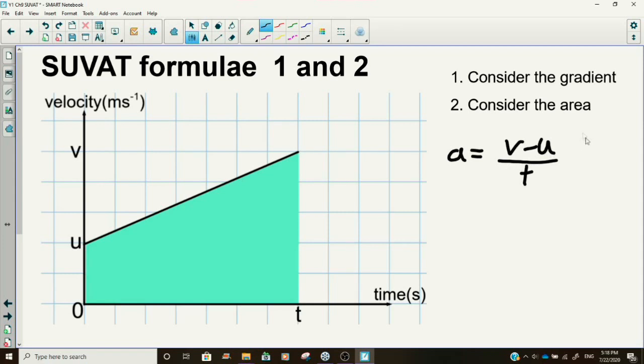Okay, now that is a SUVAT equation, but we don't remember it like that. What we're going to do is multiply it by t, and we're going to add u to the left hand side there. In fact, I'm going to swap these around, so we have v on the left and we just get v equals u plus at. Okay, and that is the first SUVAT equation that you need to remember.